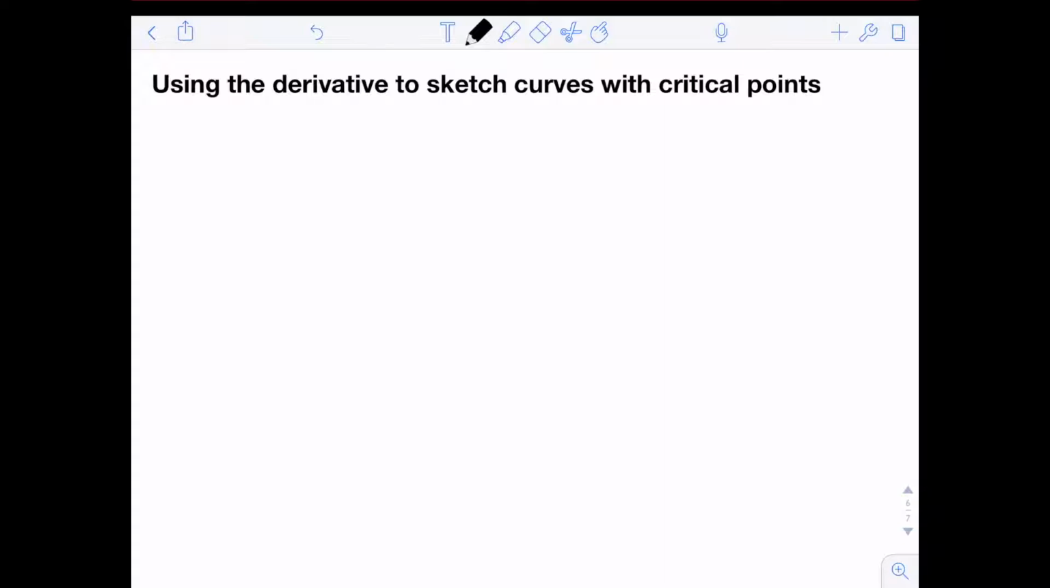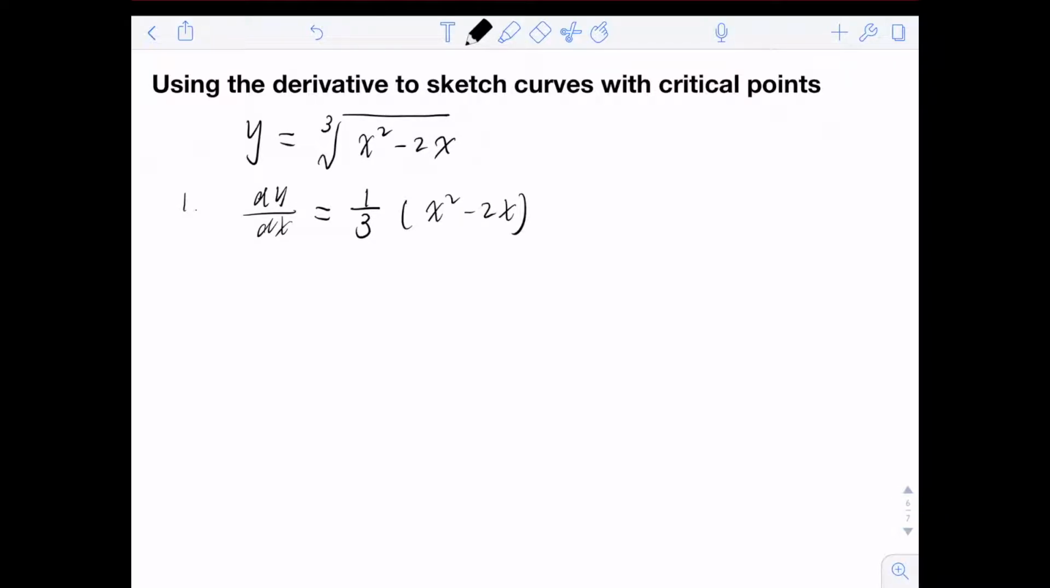Here's the question: y equals the cubic root of x squared minus 2x. Okay, first step, we're going to find our stationary point by using the first derivative. So first, we find the derivative dy/dx. Using the power rule, we get 1/3 times (x squared minus 2x) to the power of negative 2/3. And don't forget the chain rule, so you times the inside derivative, which gives us 2x minus 2.